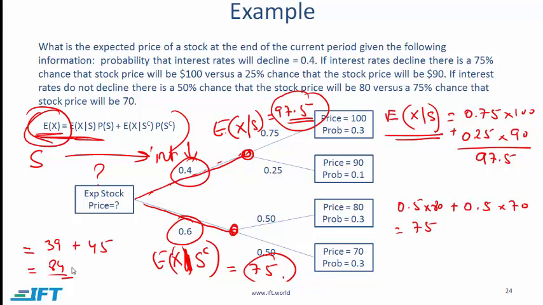This problem could also have been solved by calculating the probability of each of these nodes. 0.3 is simply 0.4 into 0.75. 0.1 is 0.4 into 0.25, and so on. You could get the expected value of the stock price by saying 0.3 into 100 plus 0.1 into 90 plus 0.3 into 80 plus 0.3 into 70.